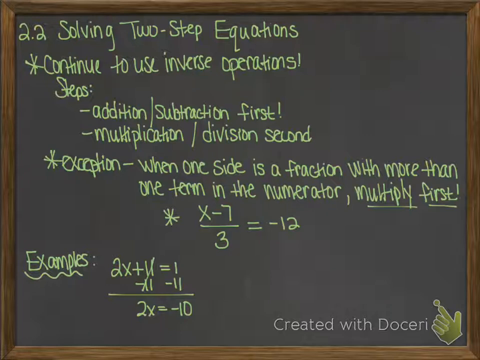And now we're down to multiplication division. It says 2 times x, so we're going to do the opposite of multiplication and do division. So we're going to divide both sides by 2. That leaves us with an answer of x equals negative 5.